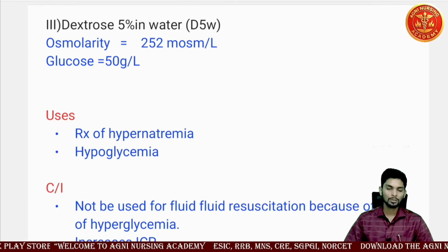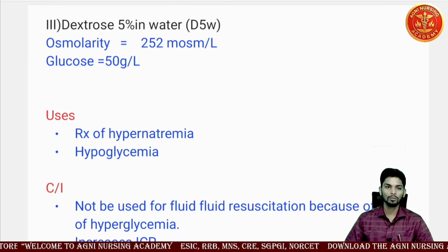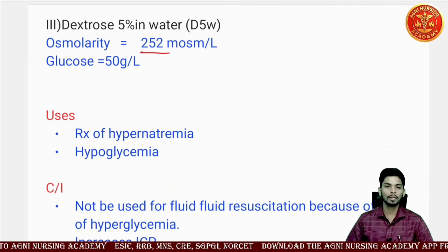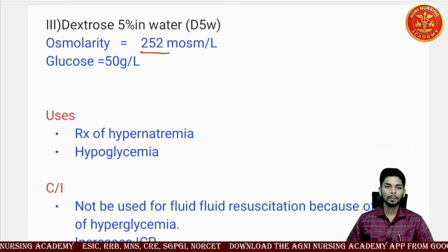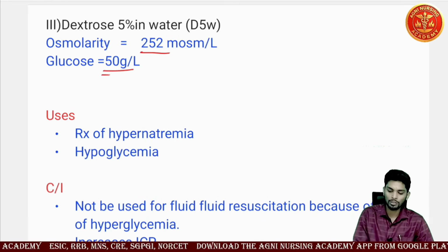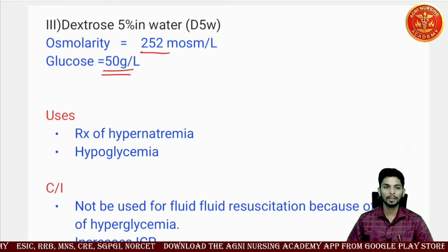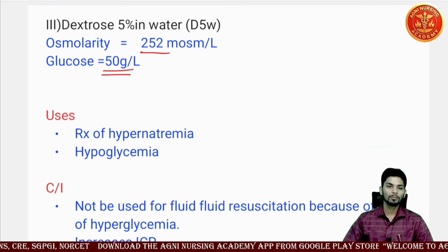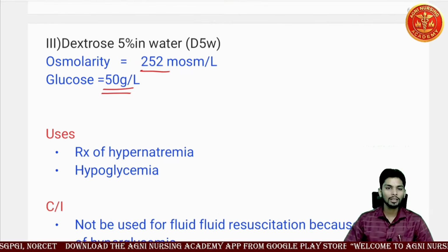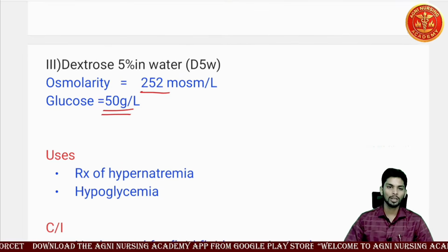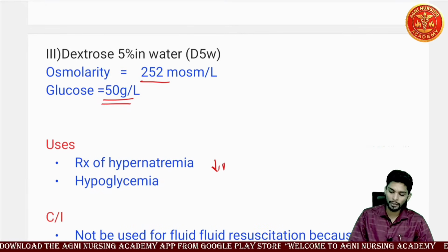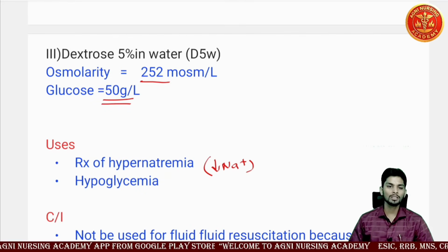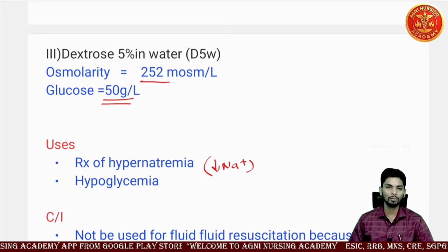Third one is dextrose 5% in water, D5 in water. The osmolarity of D5 is 252 milliosmol per liter. In dextrose 5%, 50 gram per liter glucose is there. So the uses of D5: we will give it in hypernatremic cases. Dextrose 5% should be used in the treatment of hypernatremia. And in patients who have hypoglycemia, we will give D5.